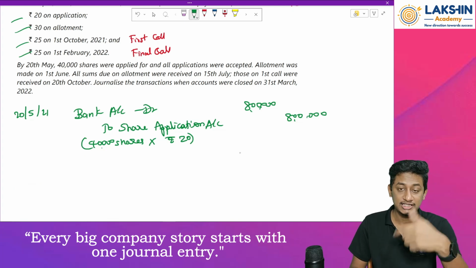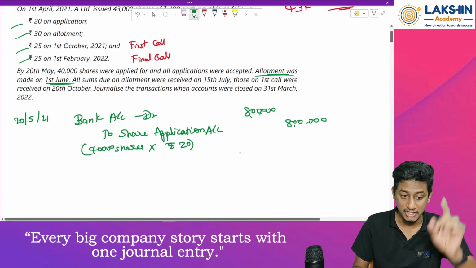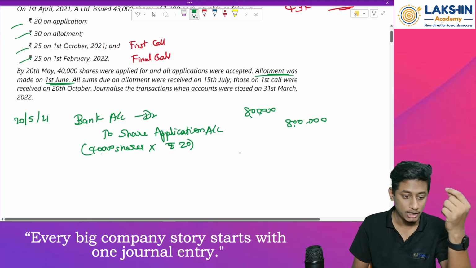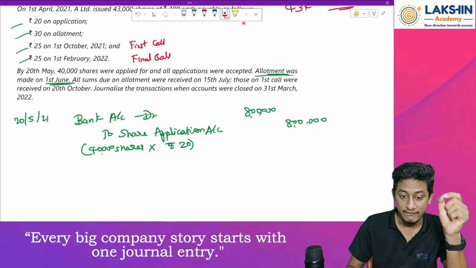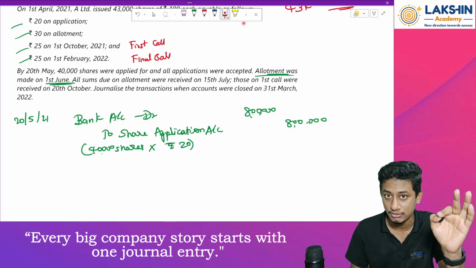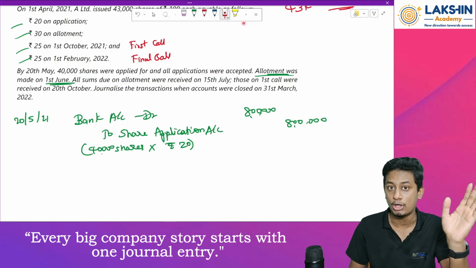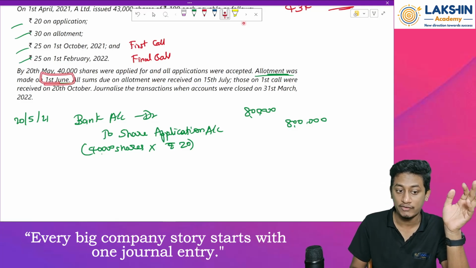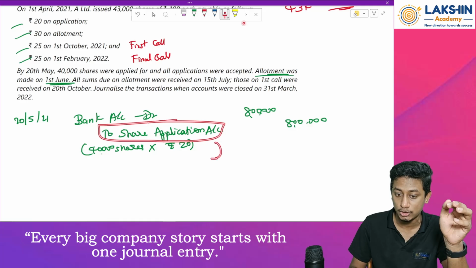So now the second entry will be on what date? The allotment was made on 1st of June. So on 1st June, the entry will be transferred to share capital. Why? Because we wait for all the applications to be received and we give them a cutoff date. Once the cutoff date is done, we start with allotment. In my case, on 1st June, the allotment was started. So on that date itself, I will transfer all this money to my share capital. Clear?